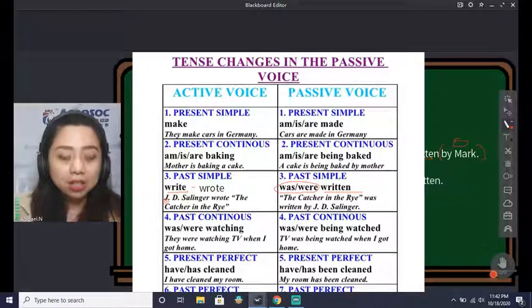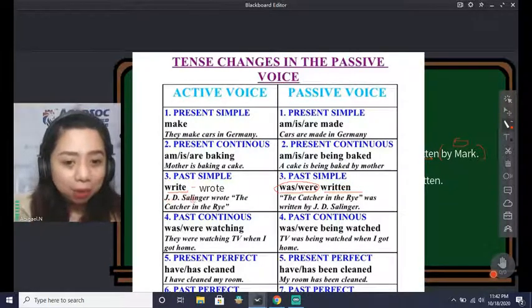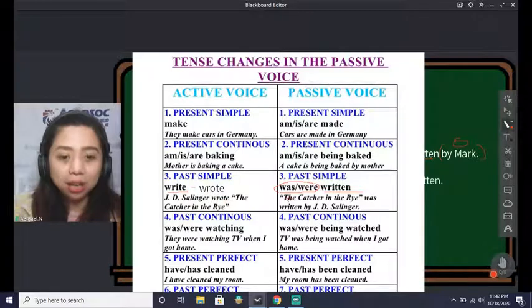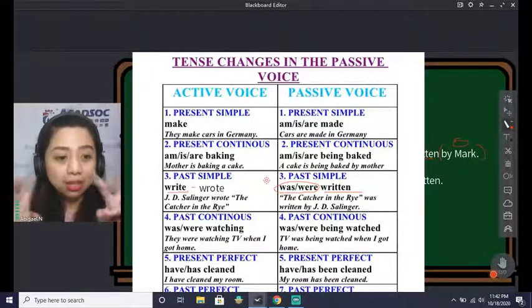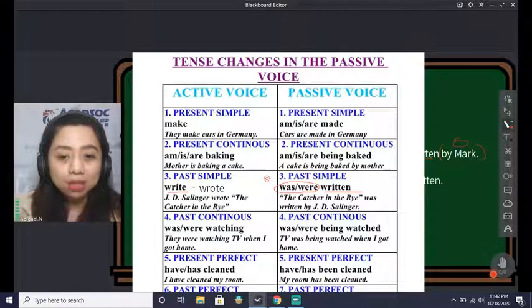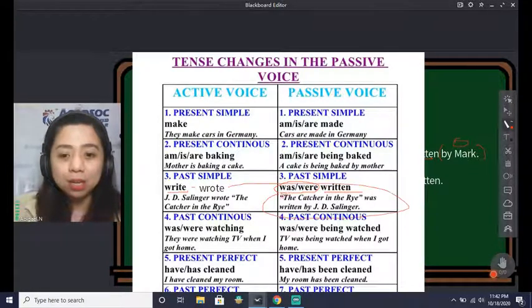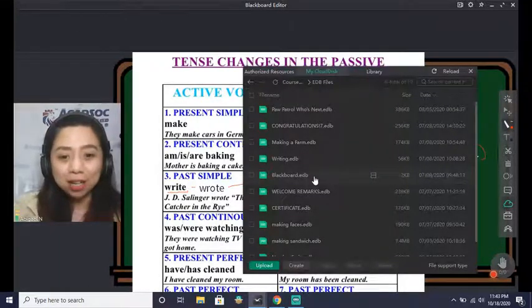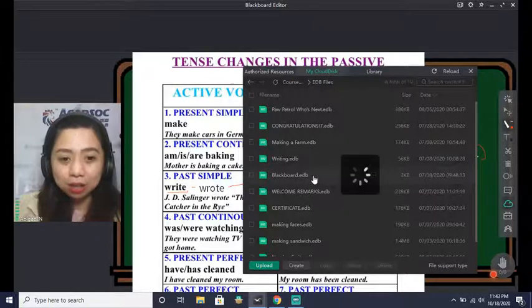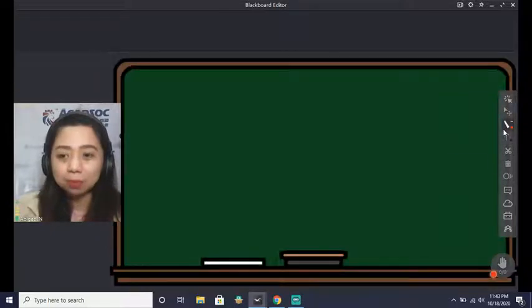Look at the example. J.D. Salinger wrote The Catcher in the Rye. The Catcher in the Rye was written by J.D. Salinger. You know, this kind of form is being used in novels, articles, or movies. Okay, I'll show you an example. Let me clear the board first. So we'll have past simple.